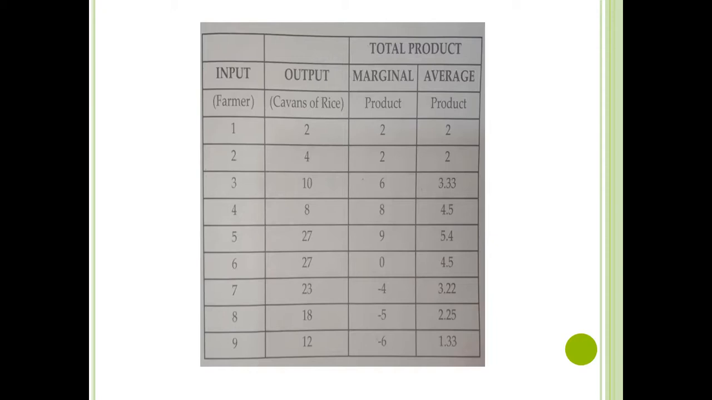marginal product. The reason is no matter how many farmers you employ, as long as the size of land or fixed input is still the same, it will not give additional harvest. The owner will decide how many farmers he will hire and how many kavans of rice he will obtain from a fixed hectare of land. So let's watch our video.